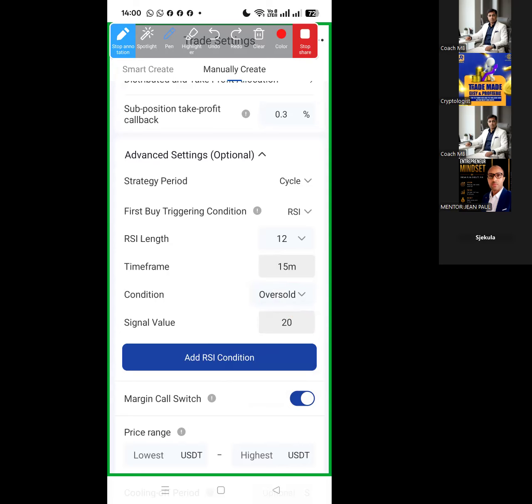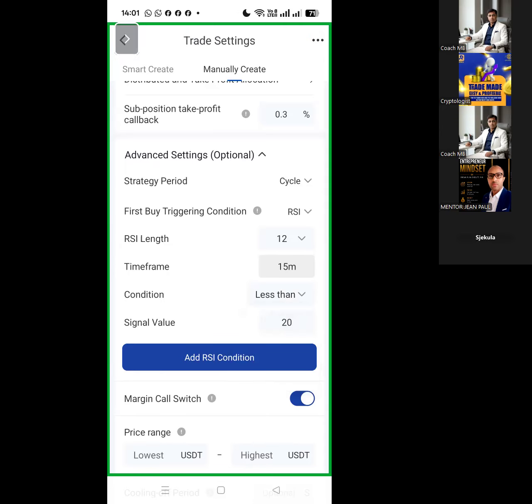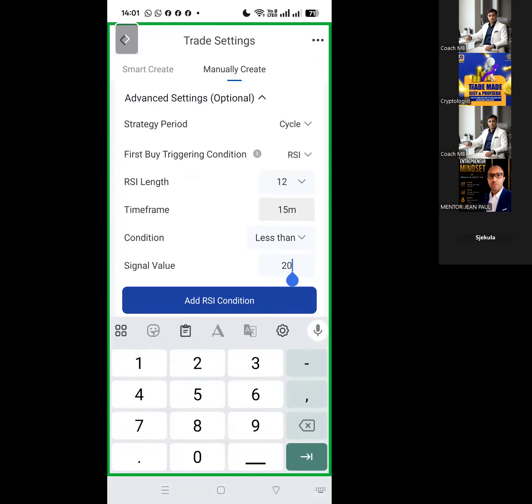But someone may want to start not at 20%. Someone may say that I want to start from 30%, or I want to purchase only when this coin goes in the 10% area. So what he can do, he can click on this oversold and select the less than option. If you select the less than option, now this is editable. It has become editable, because if you have selected oversold, you cannot edit this.